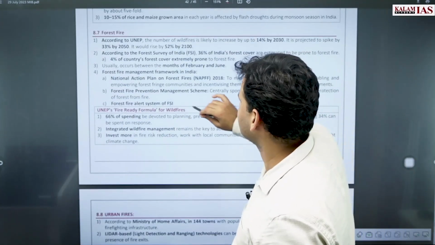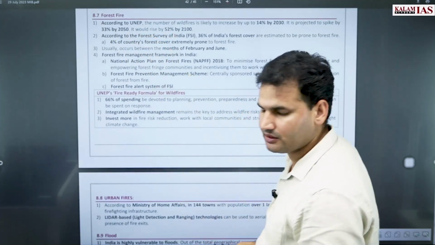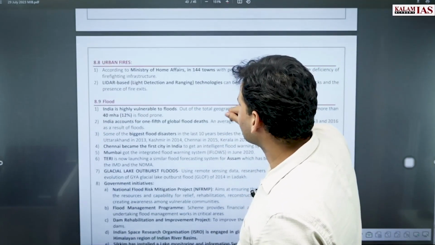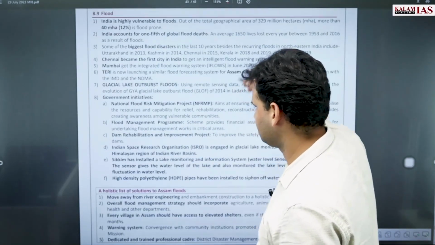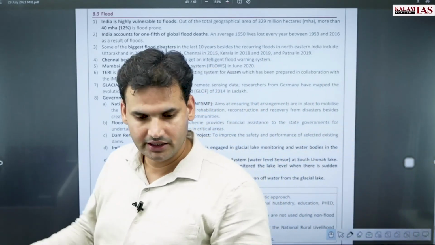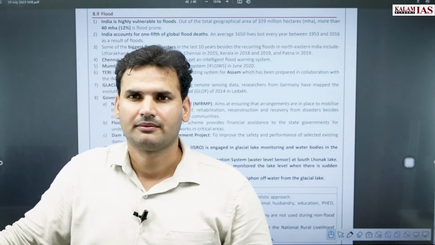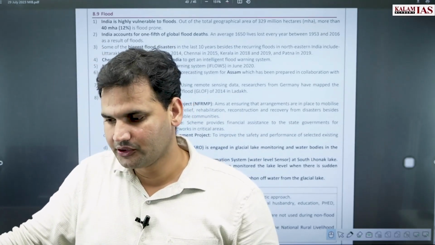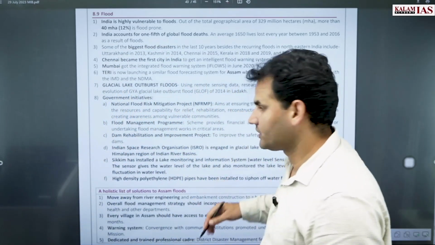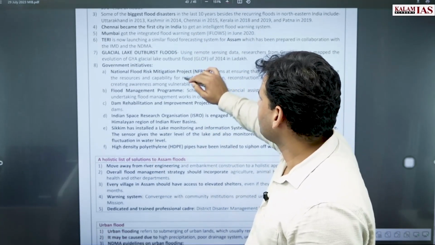Forest fires. So make use of UNEP. Just quote UNEP. Urban fires, floods, very hot topic, always in news. And unfortunately, it would be in the news for years to come, unless and until we address or arrest what we are doing with the fluvial topography.